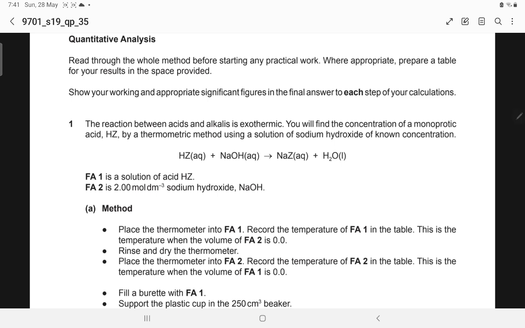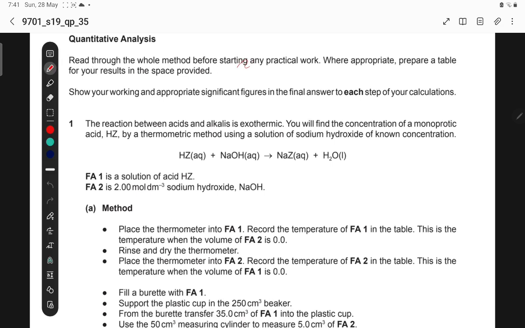So read the question very carefully. Read through the whole method before starting any practical work. Where appropriate, prepare a table for your result in the space provided. Show your working and appropriate significant figures in the final answer to each step of your calculations.